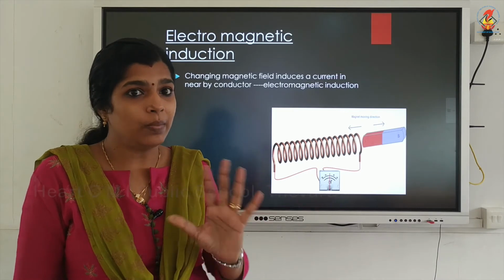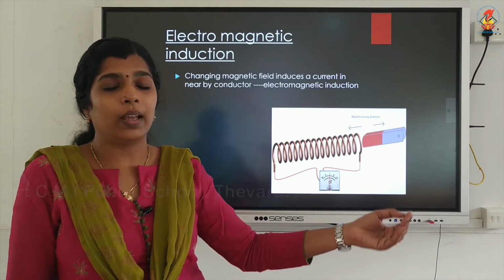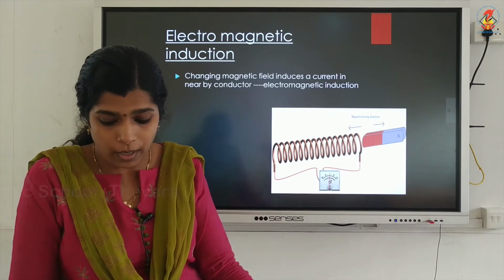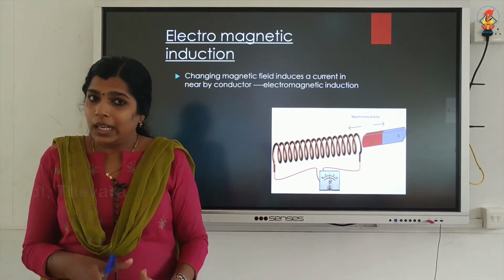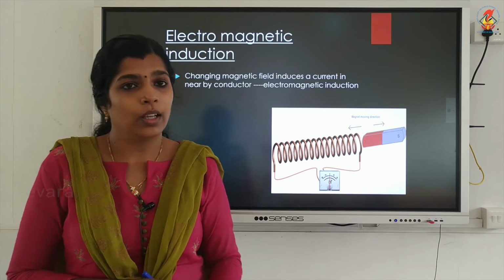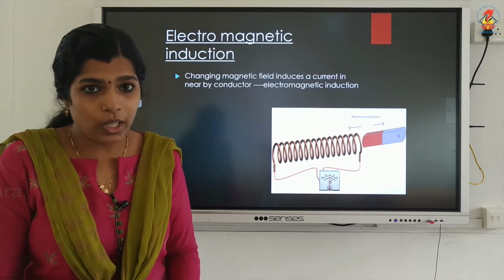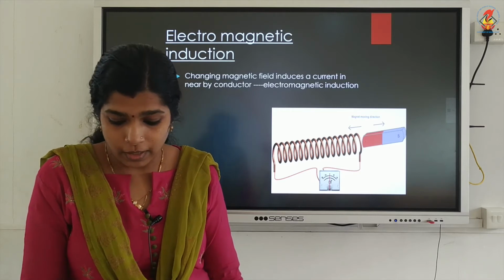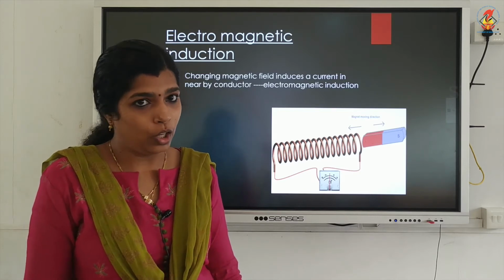So, it does not matter whether you move the magnet closer to the coil or away from the coil, a current is induced in the coil. It is due to the change in magnetic field with respect to the coil.